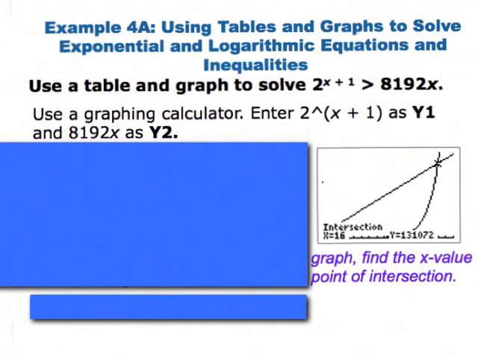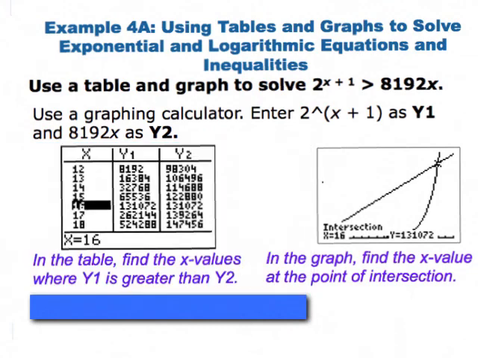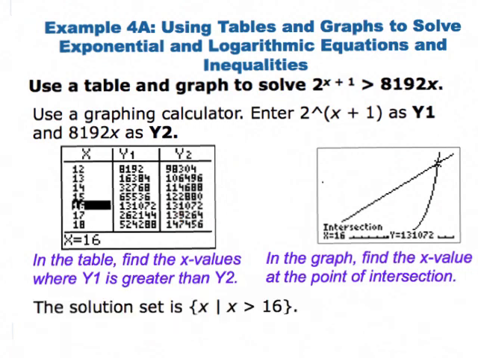Now, let's look at how it's going to look in the table. Notice here at 16, you see them being the same. And then anything above 16, you're going to see y1, and remember y1 was the 2 raised to the x plus 1, is greater than y2. So what does that mean for our answer? Well, it means that the solution is x such that x is greater than 16.